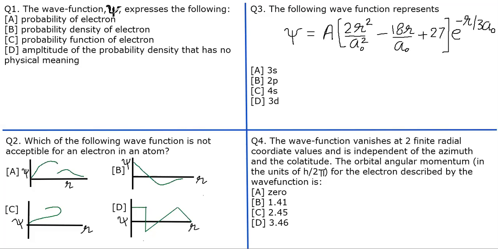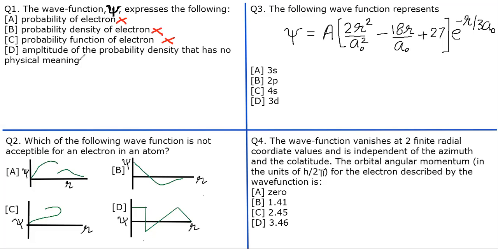We know that wave function has something to do with the electron and it represents a wave distribution of probability of electron, but the actual probability of electron is not equal to psi. That means this option is not there. Probability density also is psi square. Probability function is also equal to psi square into 4 pi r square.